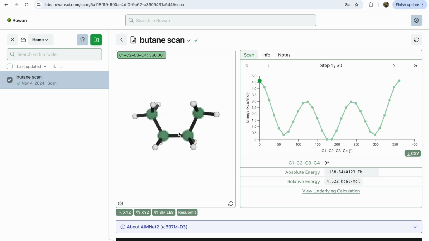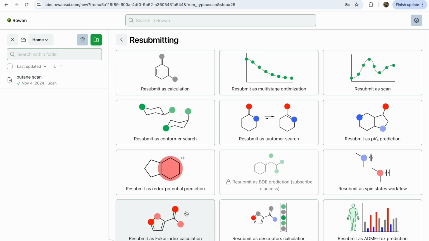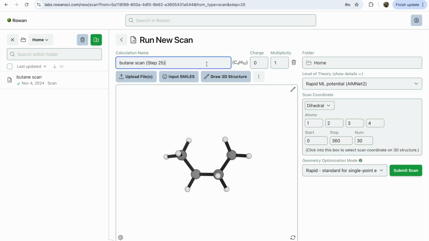So this shows what a scan is. It's pretty nice to click through, and it quickly gives you a sense for where this compound will prefer to hang out. Let's resubmit it now with a perturbation and see how it changes. So we can resubmit this here. Again, we can say resubmit as scan.